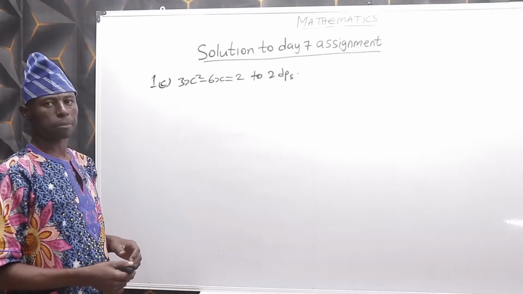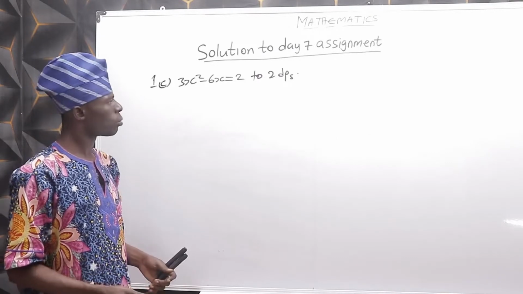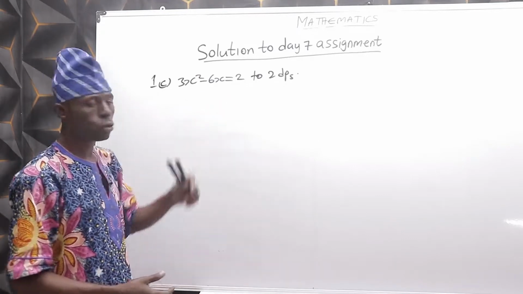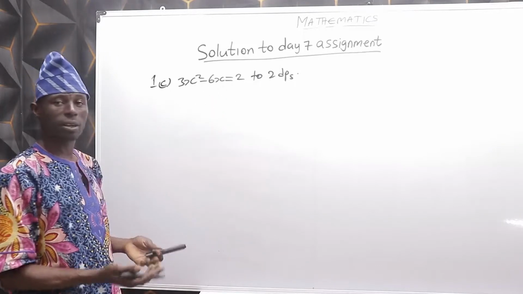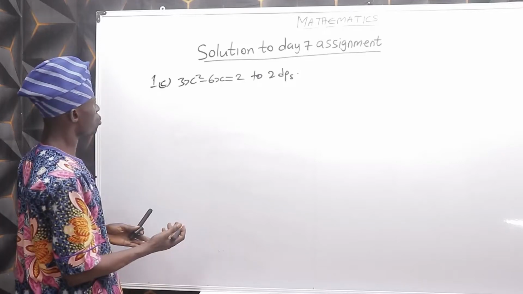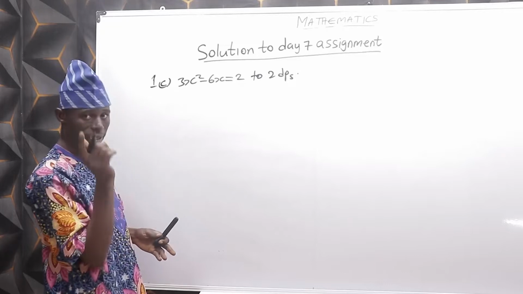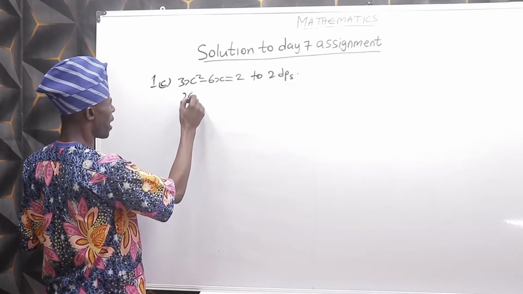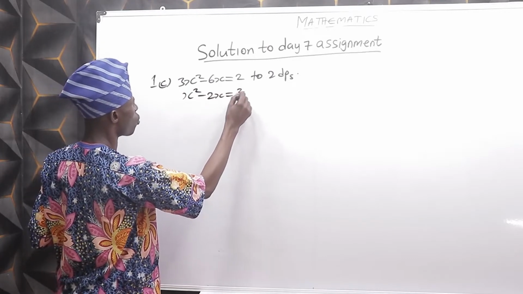Question 1c. 3x squared minus 6x equals 2, to be solved by completing the square method to 2 decimal places. First step has been taken already because the constant has been separated. All we need to do now is divide through by the coefficient of x squared. The coefficient of x squared here is 3. So we have x squared minus 2x equals 2 over 3.